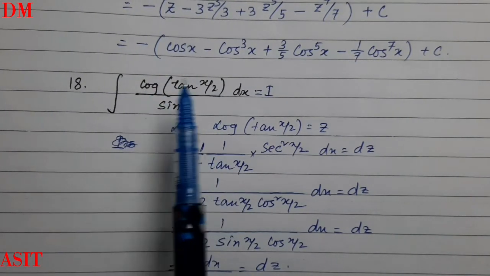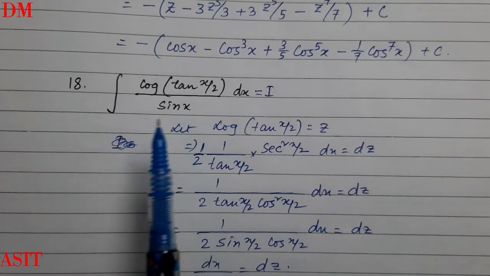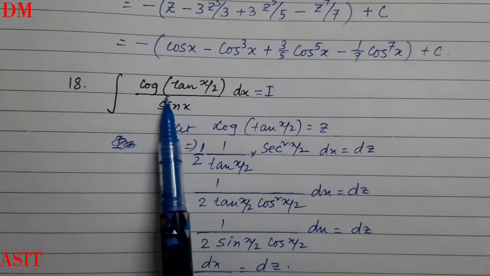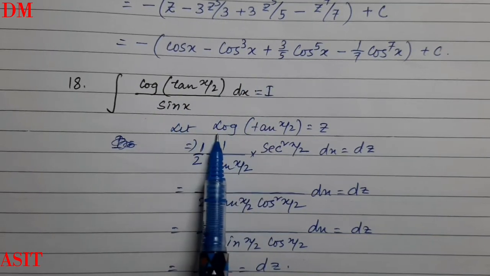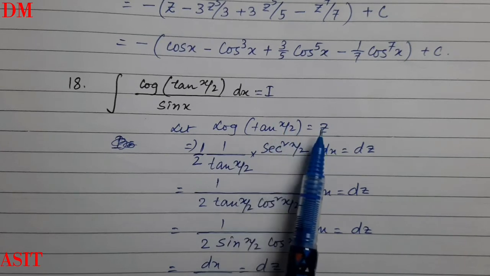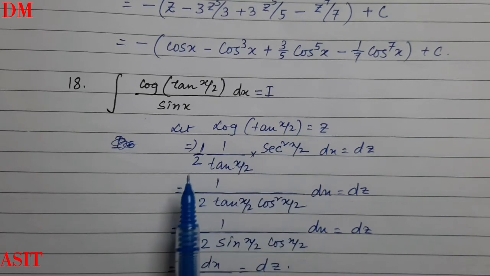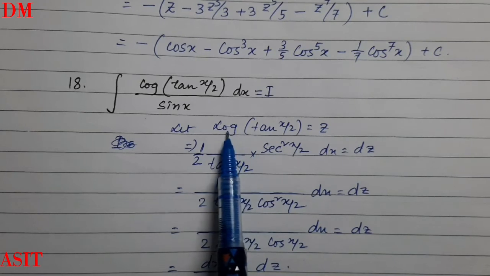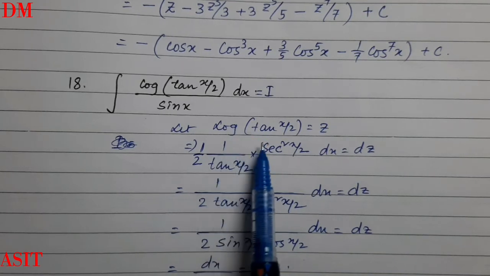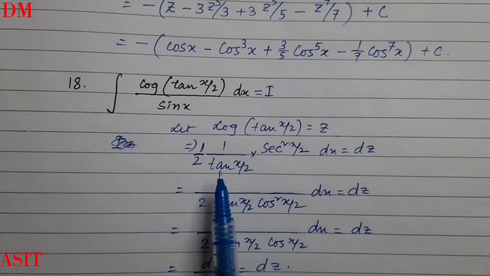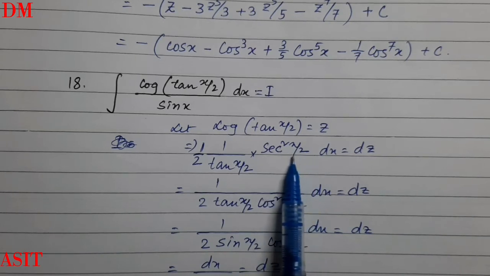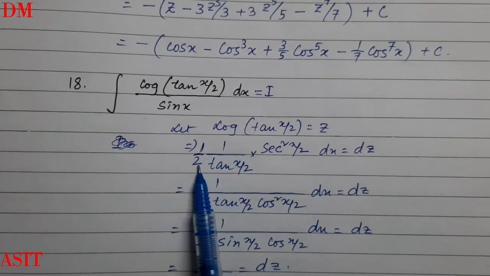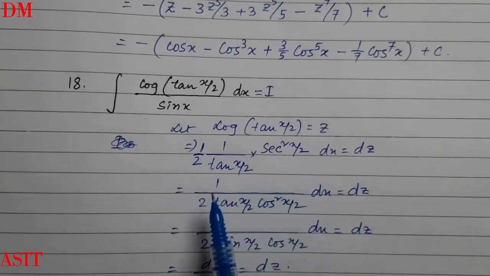So here, log of tan x/2 over sin x. I must tell you, if there is a log, you have to take the log as a substitution. So take log tan x/2 as z. Now if I differentiate, first of all, the log's differentiation is 1 by tan x/2, into the differentiation of tan, which is sec square x/2, and x/2's differentiation is 1/2. So ultimately it comes to 1/2 sec square x/2 by tan x/2.